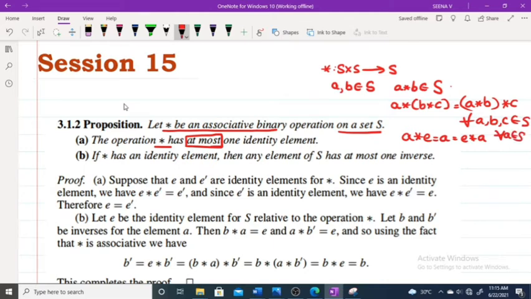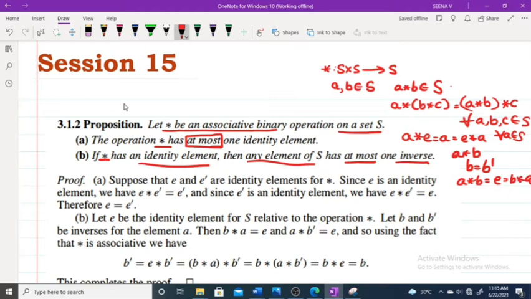And the next one is, if star has an identity element, then any element of S has at most one inverse. That is, if some b is an inverse of a, and b dash is any other inverse of a, then b must be equal to b dash. Clear? That means there exists exactly one element b which satisfies the property a star b equals e equals b star a. That's what we have to prove.